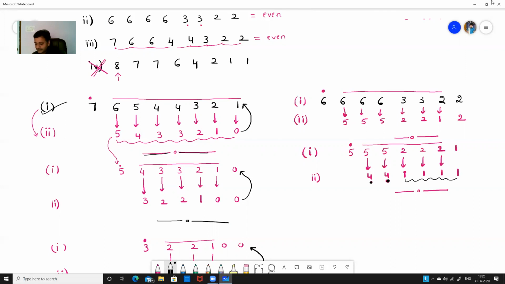Since this vertex has degree 4, it is adjacent to the remaining 4 vertices. This vertex is also adjacent to the remaining 4 vertices. Then how can the remaining 4 vertices have degree 1? No, it is not possible. Therefore, it is not a simple graph. So I can say the second one is not a simple graph. Now what about the third one?